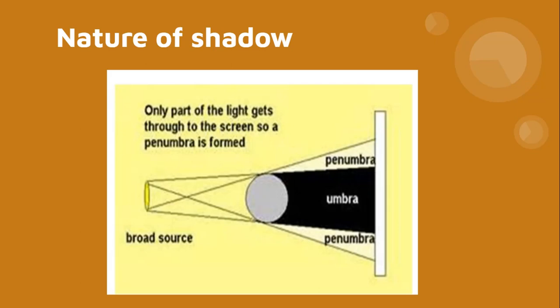When an opaque object blocks the light completely, it casts a dark and sharp shadow on the screen. In this situation, only the umbra is formed.